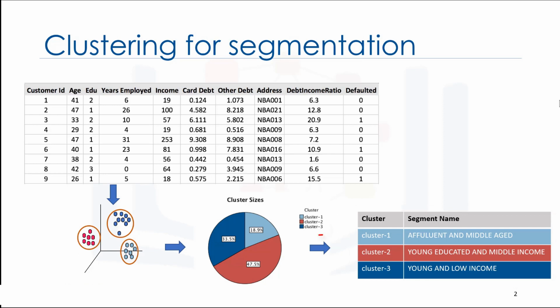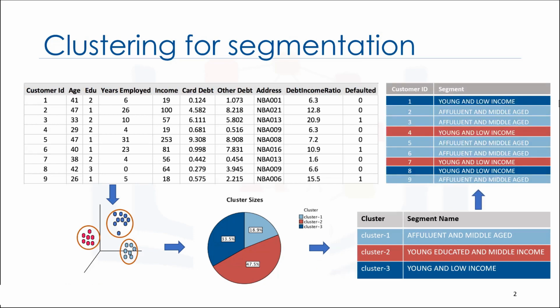For example, the first group is made up of affluent and middle-aged customers. The second is made up of young, educated, and middle-income customers. And the third group includes young and low-income customers. Finally, we can assign each individual in our dataset to one of these groups or segments of customers.